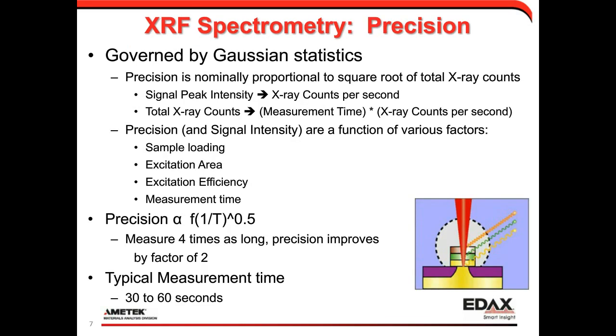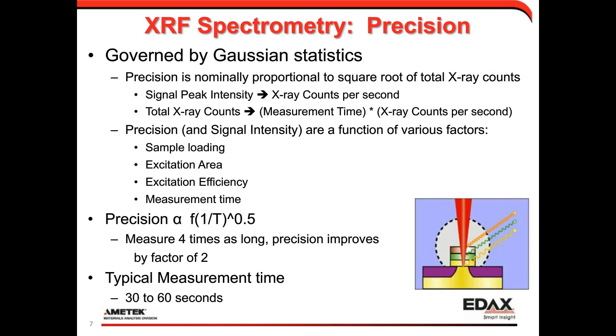Okay, precision. In XRF spectrometry we're measuring X-ray photons, and the more time that we wait, the more photons that we get into the spectrum. So the precision is a function of the peak intensity, and our peak intensity is normally displayed as X-ray counts per second. That way, no matter how much measuring time we use, we always have a certain set rate, X-ray counts per second. The total X-ray counts in any given peak is the measurement time times those counts per second.